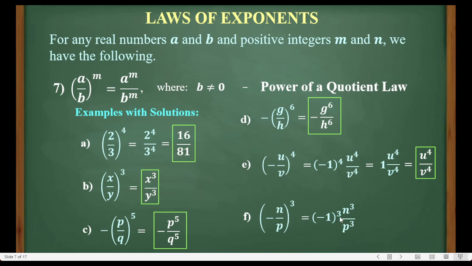And since the exponent 3 is odd, if we evaluate negative 1 quantity cube, it will result to negative 1, times this fractional expression, n cube over p cube. Okay, negative 1 times n cube over p cube will be equal to negative of n cube over p cube, which is your answer.